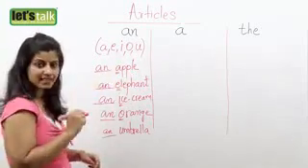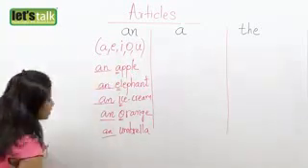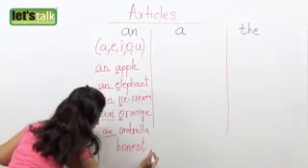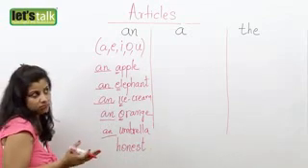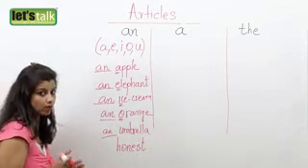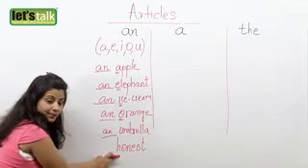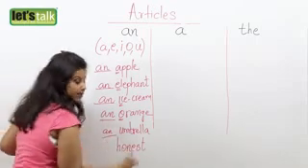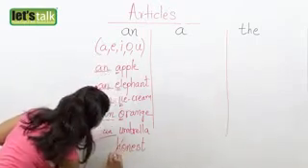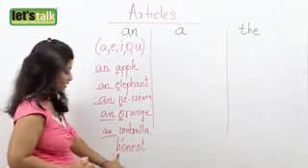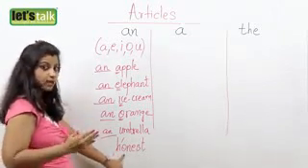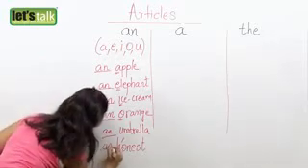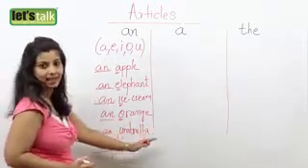Okay, there are a few exceptions here which I will tell you about. Let's take the word honest. When I say he is, can I say he's a honest man? No, I'll tell you why. When I pronounce the word honest, I have to say 'onest' and not 'honest'. So automatically the H becomes silent and the first sound of my word begins with the letter O. So that is why I am going to write an honest man.